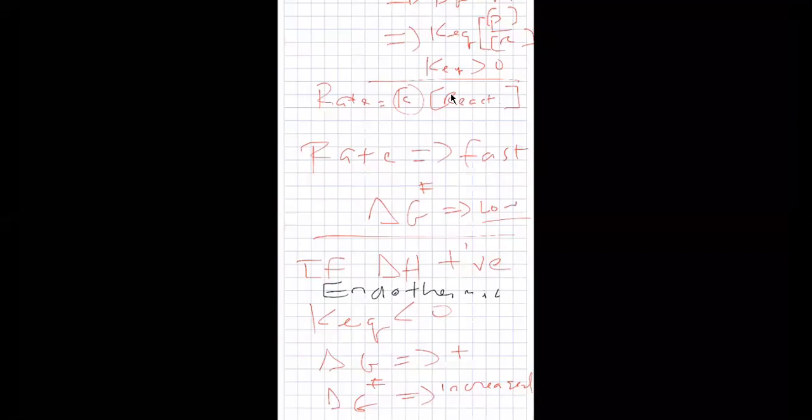So exothermic reactions are fast, and they also favor the products, right? And they also have a negative enthalpy, a negative delta H. Any questions?